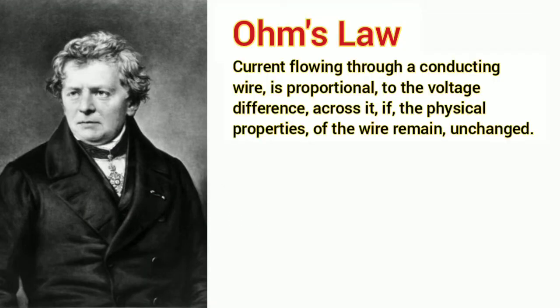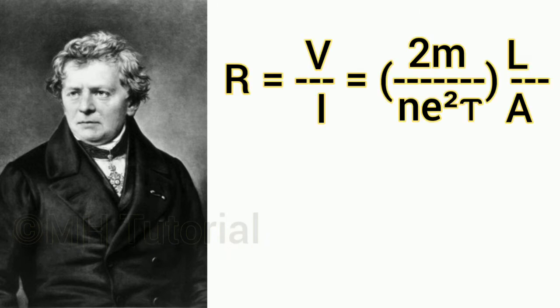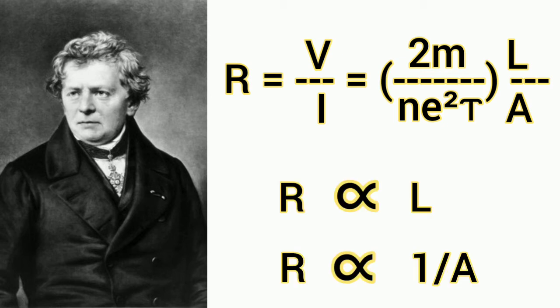Thus Ohm's law is stated like this. Current flowing through a conducting wire is proportional to the voltage difference across it if the physical properties of the wire remain unchanged. Electrical resistance is defined to be the ratio of the voltage difference and the current. This equation gives the expression for resistance as bracket 2m by N e square tau bracket closed L by A. Thus resistance is proportional to the length and inversely proportional to the cross-sectional area of the wire.